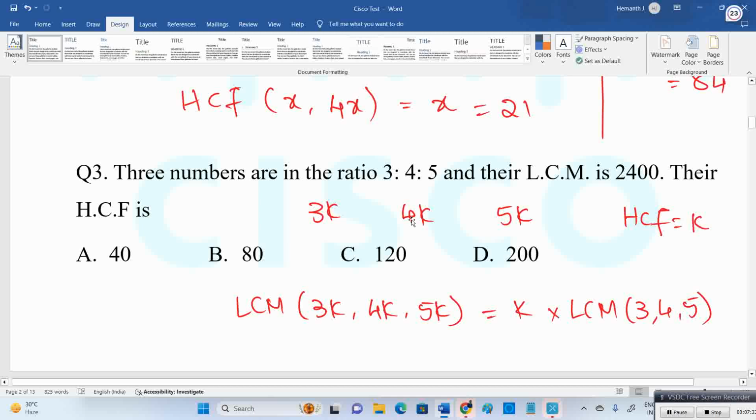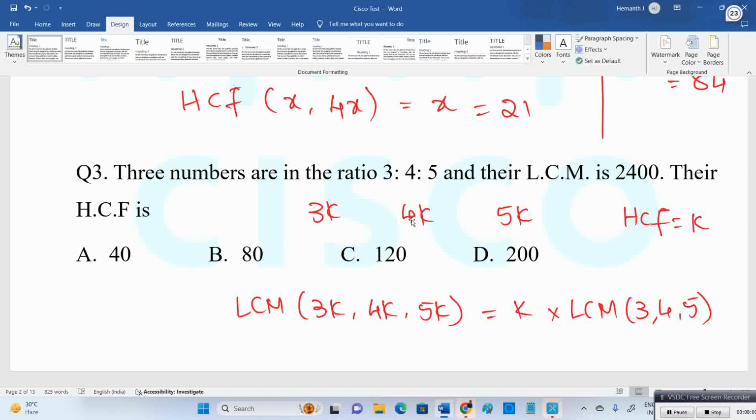But not all the time. I just want to tell you, LCM of 3, 4, 6 is different from LCM of 3, 4, 5. For the previous question with two numbers, 4 is to 5, take 4K, 5K, and the LCM is 4 into 5 into K. But don't apply that for 3 ratios. It may work, may not work. Here for this question it is working, but not in all cases. That's what my worry is.